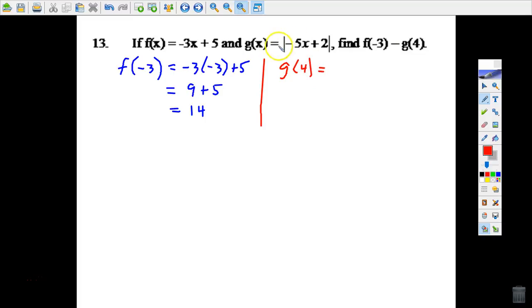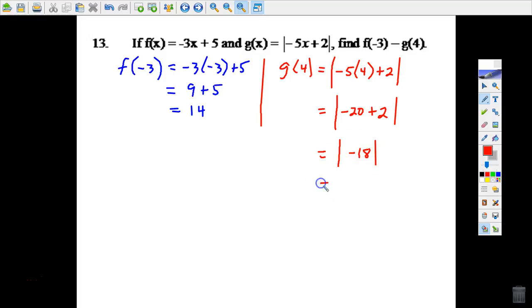And that just means go to the g function and where you see x, replace it with 4 and simplify. Okay, we got to do the part that's inside absolute value first. So negative 5 times 4 is negative 20 plus 2. Negative 20 plus 2 is negative 18. And don't forget, we have to do the absolute value of negative 18, which is 18.